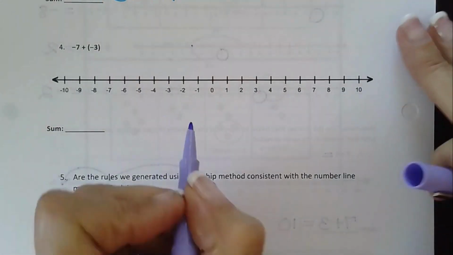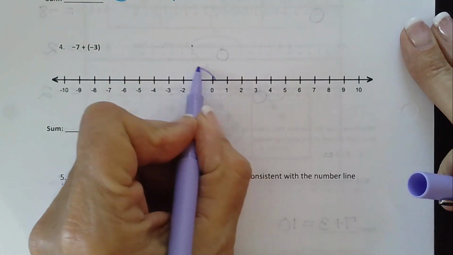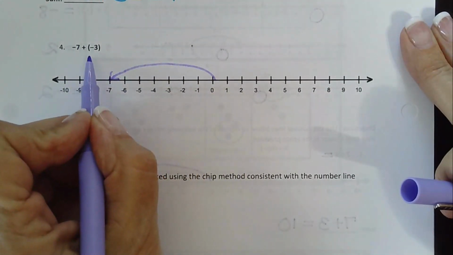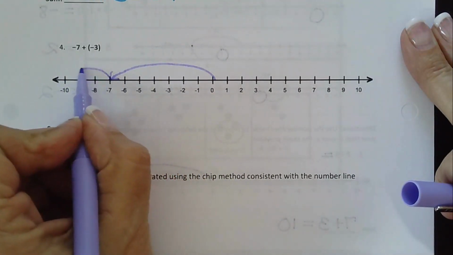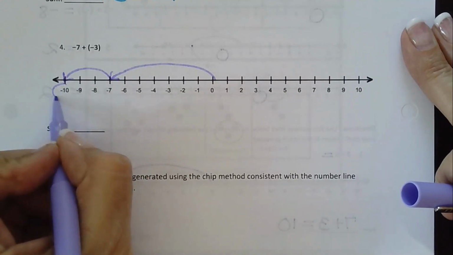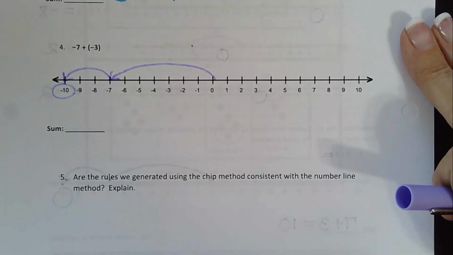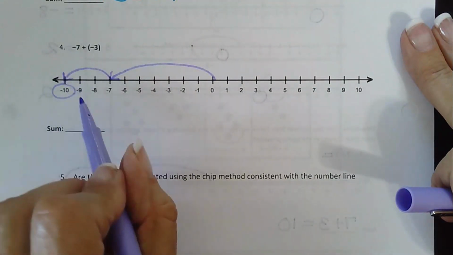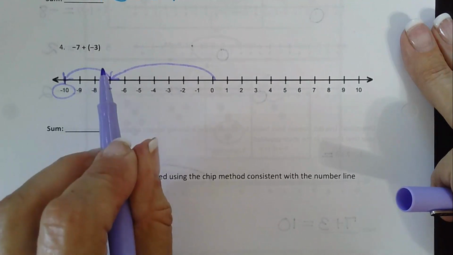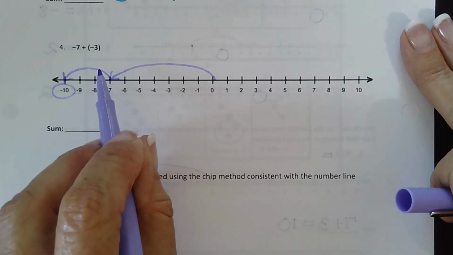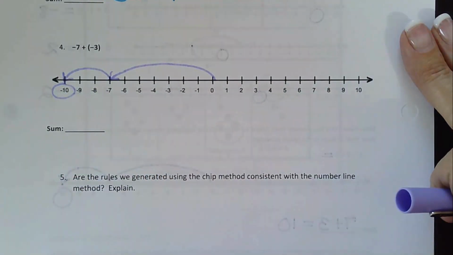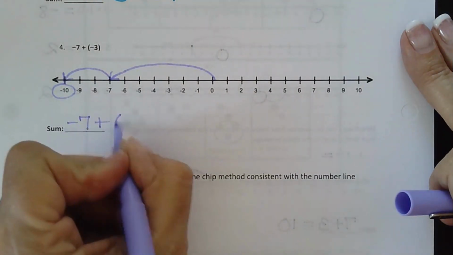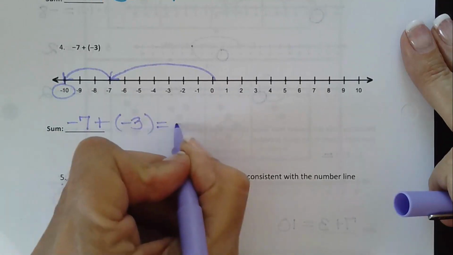Okay, so for this one, we go back 7. And then we go back 3 more. So that lands us at negative 10. And it makes sense if we had negative 7 in our checking account and we went out and used our debit card and spent $3 more. Yep, we'd be at negative 10. So negative 7 plus negative 3 equals negative 10.